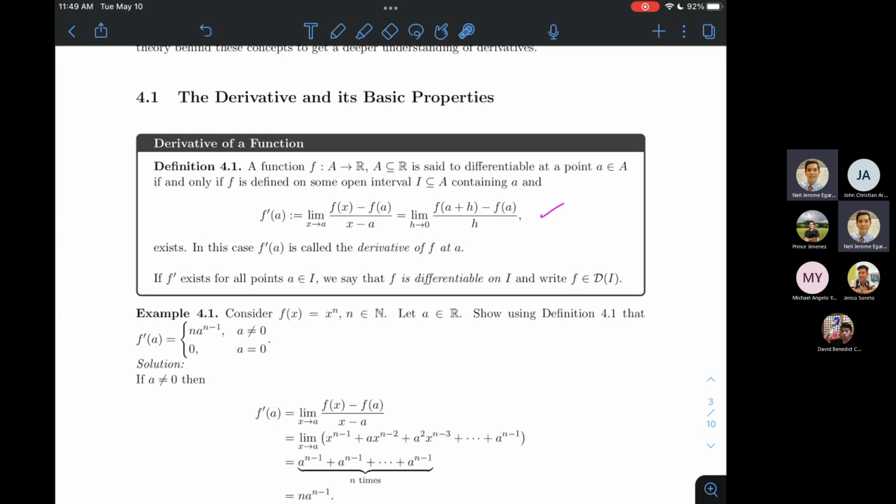Now, if f prime exists for all points in a set I or in an interval I, then we say that f is differentiable on the set I or on the interval I, and we write f is an element of script d. So I'm using a script d to denote differentiability. Tapos nasa loob ng script d, ng curly d, yung set kung saan sabi ko differentiable yung isang function. Okay?